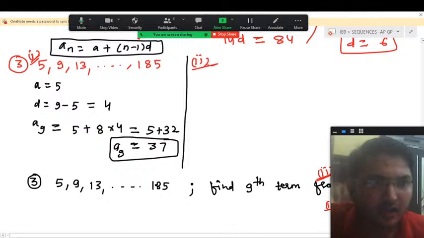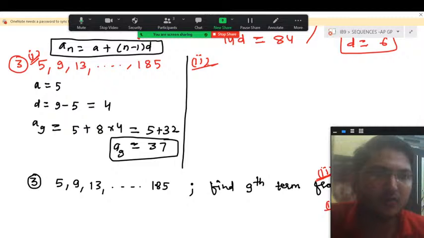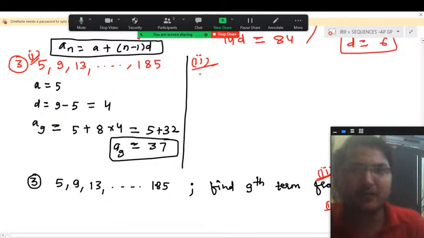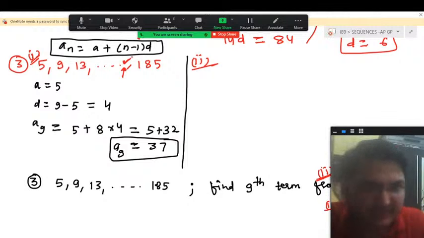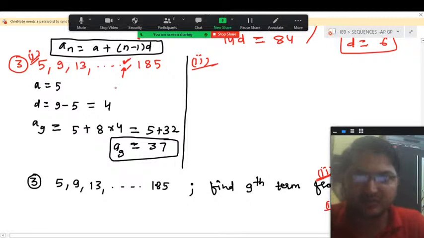In order to answer ninth term from end, what we need to do here is find out one more term that can exist here. What will you do to figure out this term? Just before 185, which term is there? We have to find the term just before 185. Before 185 is 181, right? Exactly, you need to subtract 4 and you will get 181 just before 185.